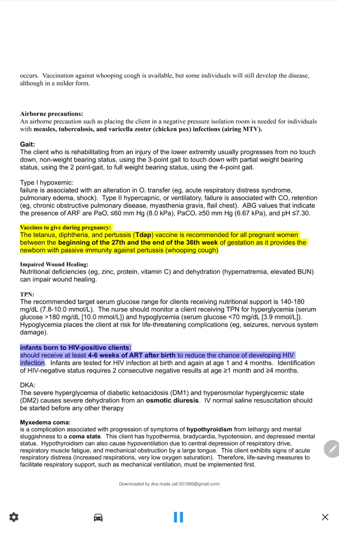Infants born to HIV-positive clients should receive at least 4 to 6 weeks of ART after birth to reduce the chance of developing HIV infection. Infants are tested for HIV infection at birth and again at age 1 and 4 months.